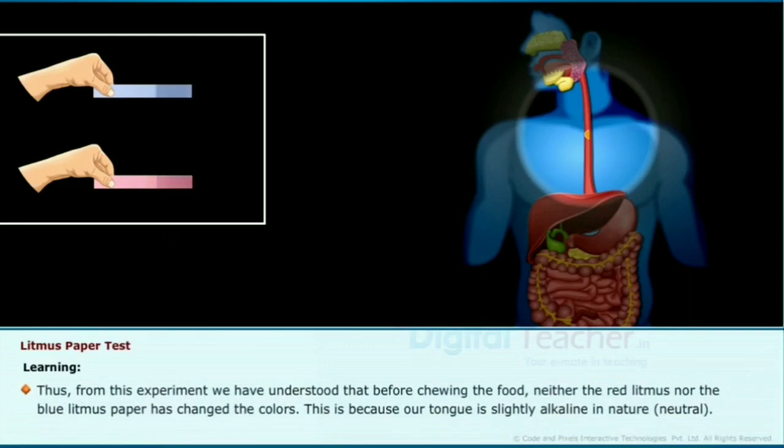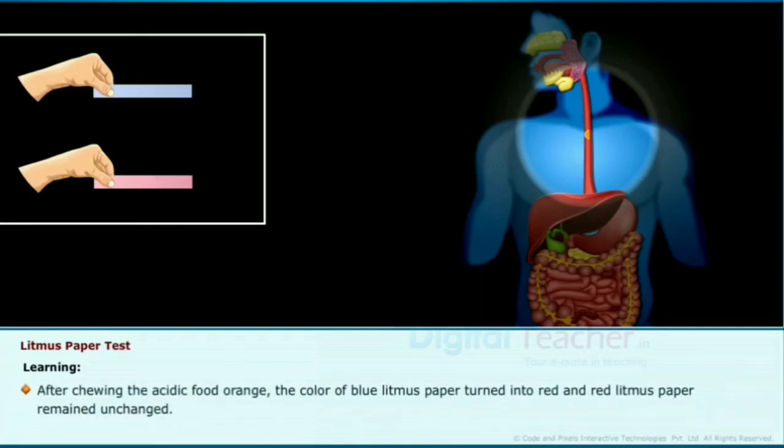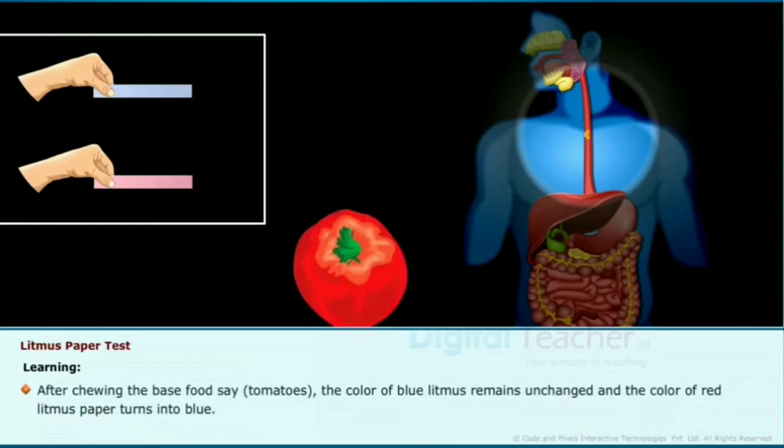Thus, from this experiment, we have understood that before chewing the food, neither the red litmus nor the blue litmus paper has changed colors. This is because our tongue is slightly alkaline in nature, neutral. After chewing the acidic food, orange, the color of blue litmus paper turned into red and red litmus paper remained unchanged. After chewing the base food, say tomatoes, the color of blue litmus remains unchanged and the color of red litmus paper turns into blue.